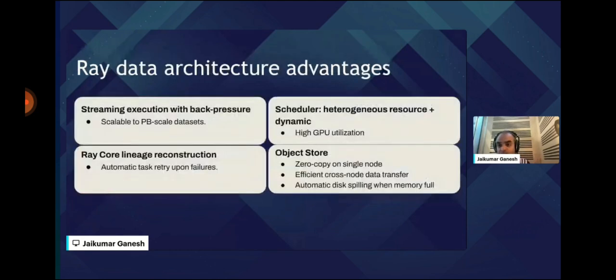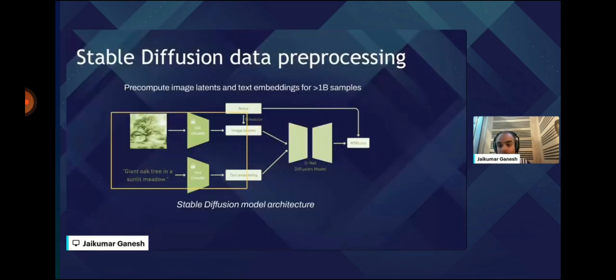So, to conclude, on the architecture advantages: streaming execution and handling back pressure allow us to scale to petabytes of data. Because it's built on Ray Core, we get automatic task retry upon failures. We have a scheduler which handles CPU and GPU heterogeneous architecture, so we get high GPU utilization. And the object store is again built in, with zero copy and efficient cross-node data transfer.